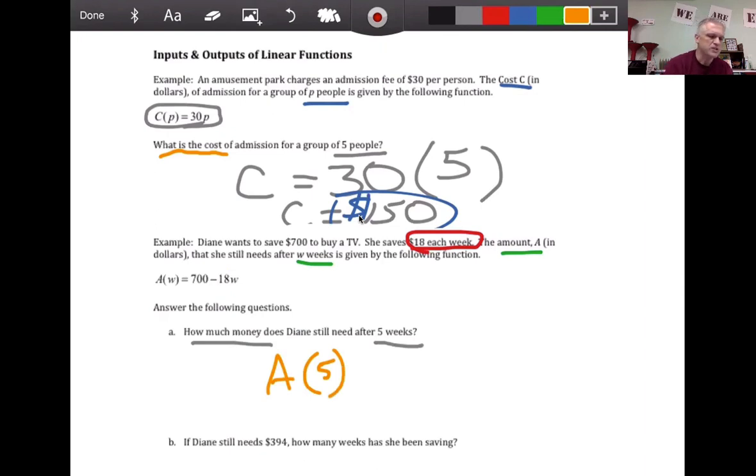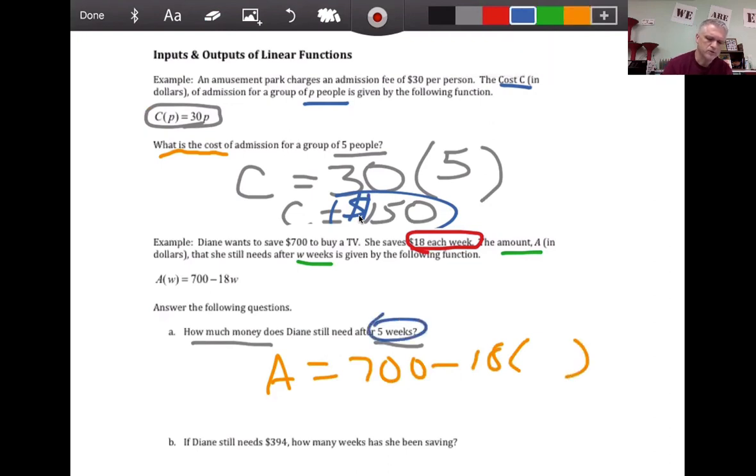When we say C of P, when we say A of W, this is not A times W or C times P. This is simply a nice, easy way of writing the function's name. The function's name is A. So it's A of 5. For the equation, we'll just say A. So A equals 700 minus 18W. Well, W is 5 weeks. So there's your setup.